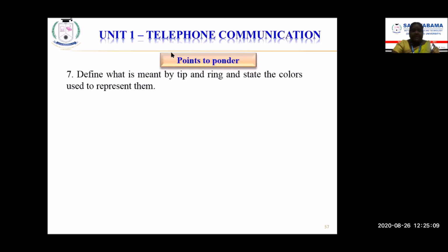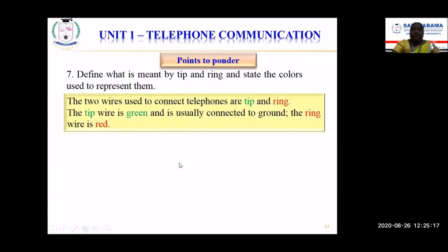Many of you have responded. Very good, thank you for your responses. Now let us see what the answer is. The two wires used to connect the telephones are the tip and the ring. The tip wire is green in color and it is usually connected to the ground, and you should have this in mind. The ring wire is red, which is actually going to carry the voltage signal. You understand? So this is about the tip and the ring. These are important terminologies that you should have in mind.